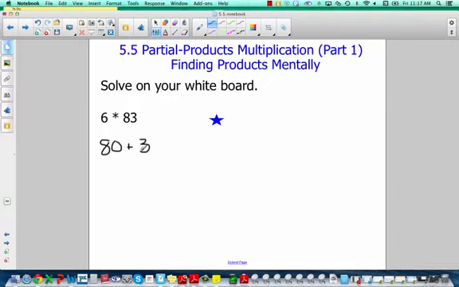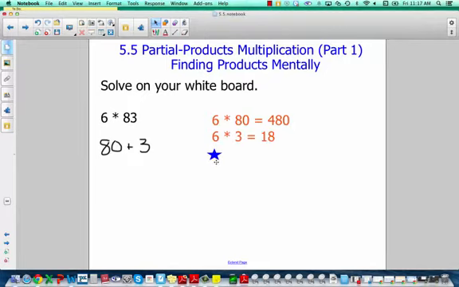Pause your video. If you decided that 80 times 6 was 480, and if you decided that 6 times 3 was 18, then you're absolutely correct. Now what do you do with those two numbers, 480 and 18? If you think that you should add those two numbers together, then you're completely correct.